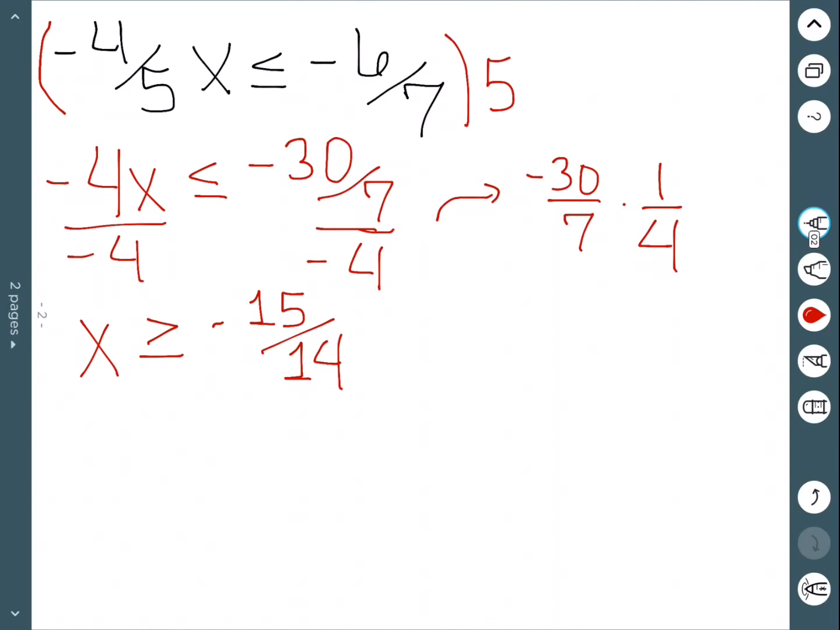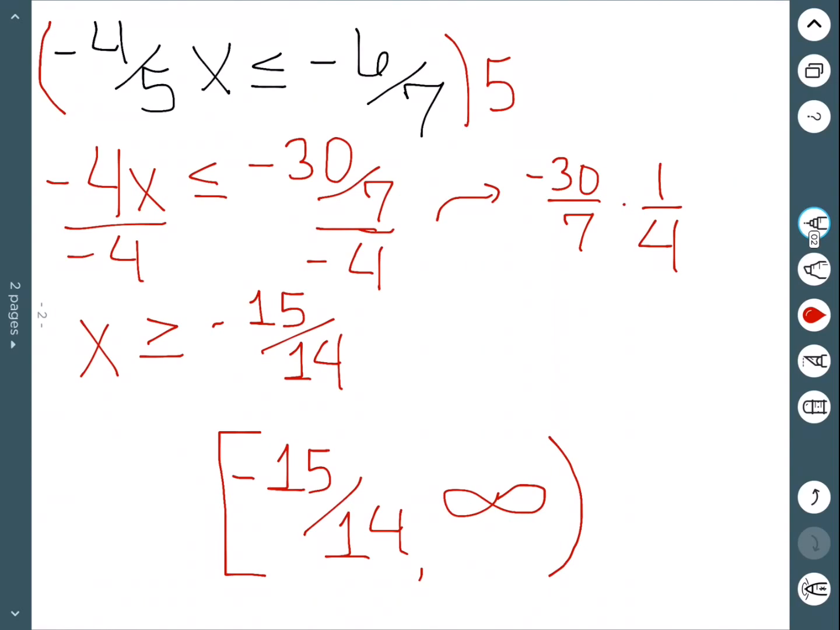If we want to write this in interval notation, our number is bigger than this, so it can be anywhere from this to infinity. We always use a parenthesis on infinity, and we're going to use a square bracket on the negative 15 over 14 since it should be included.